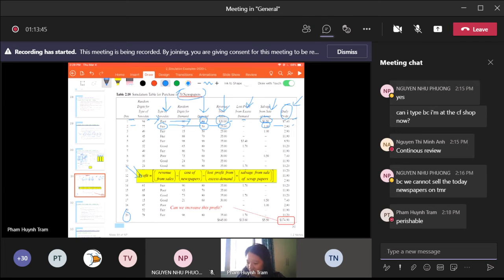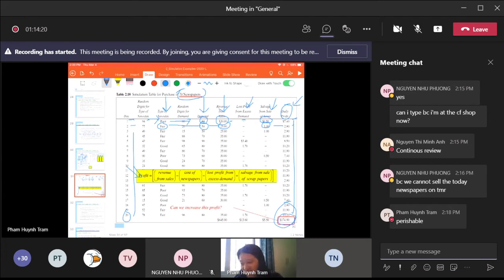We continue to do like that for 20 days, and we get the profits for 20 days. The sum of the profit after 20 days is about $174.9. So, can we improve from this? And how many newspapers should we get? Again, we don't have the answer. We have to guess and try.